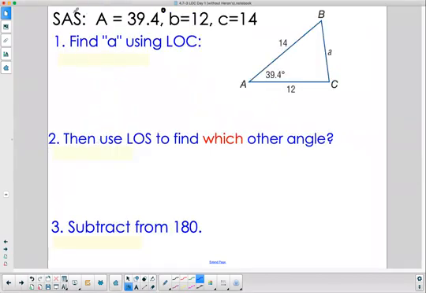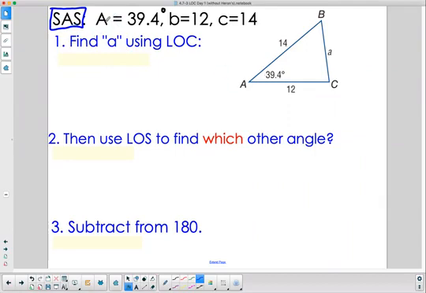So if we were given side angle side, that's the easiest way to use the law of cosines. You have to use what you've been given. If you've been given side side angle, you can't use the law of cosines. You have to use the law of sines. But if what you've been given is side angle side, then use the law of cosines.